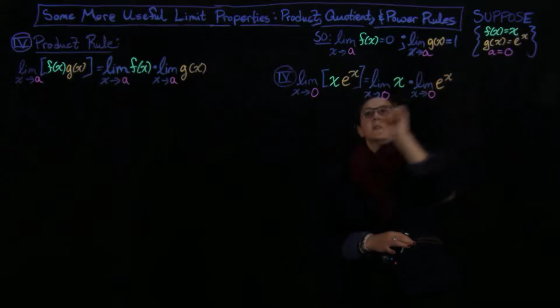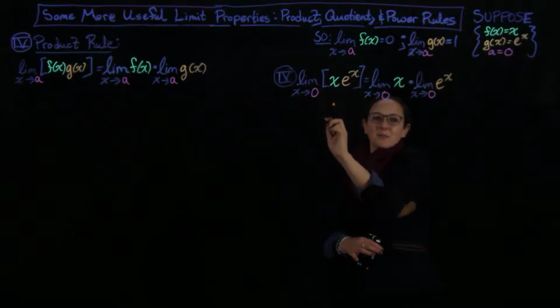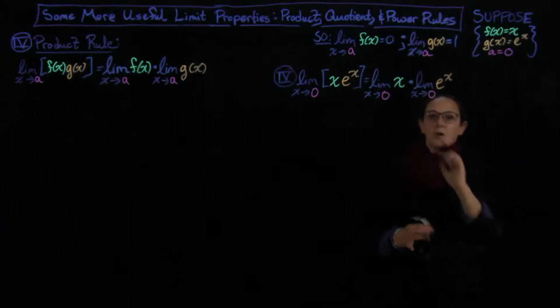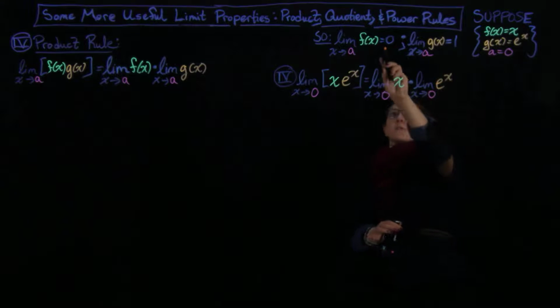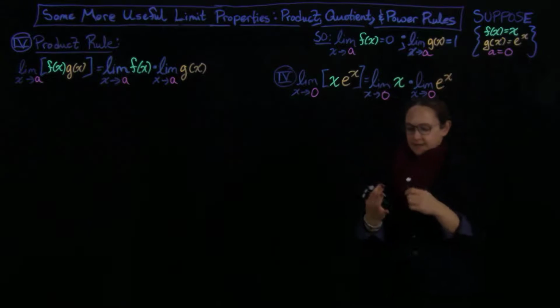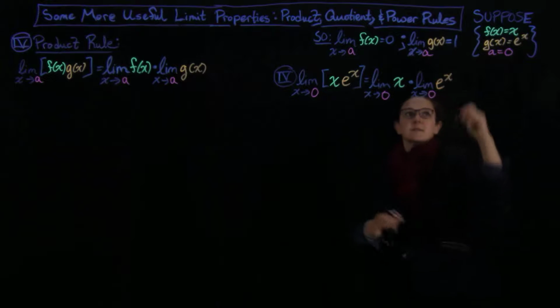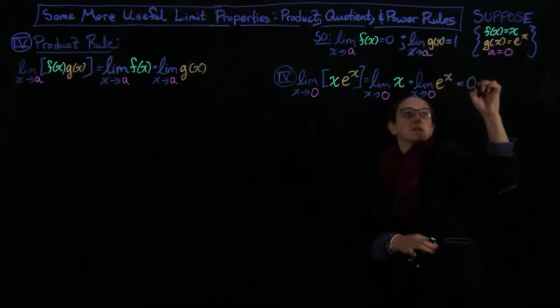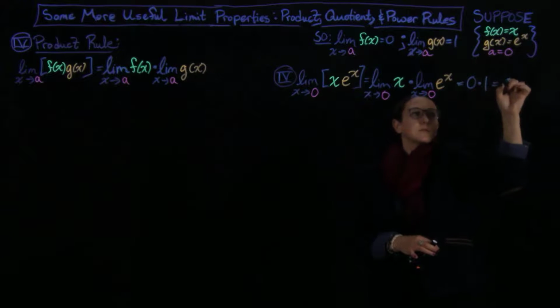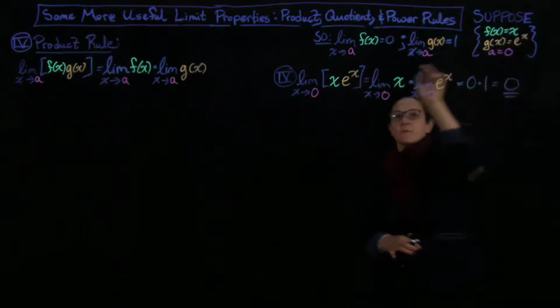Instead of taking the limit of the product of these two, I could multiply the two limits. The first one is 0, the second one is 1. I get that from right up there. So this is equal to 0 times 1, which is equal to 0, which I got from right there.